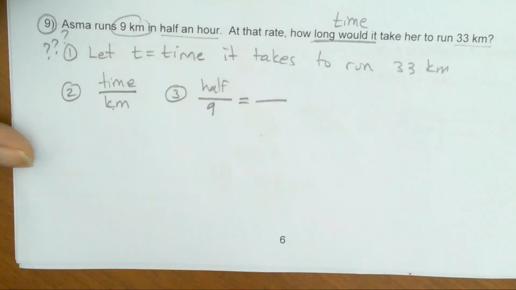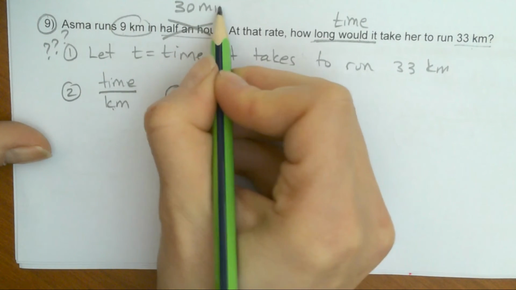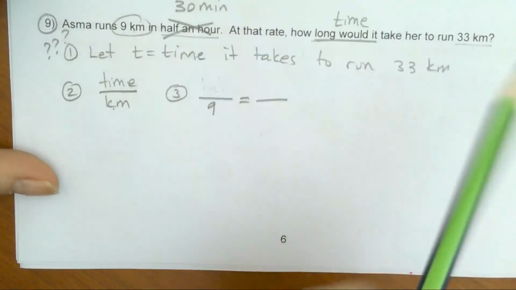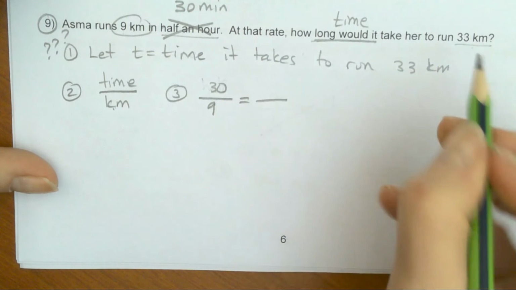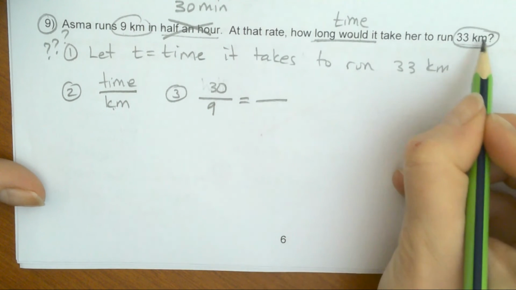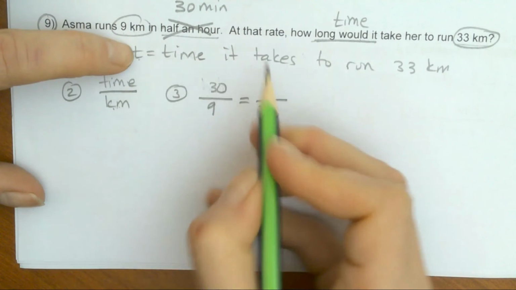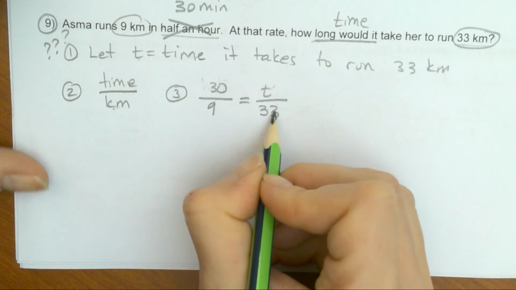How do I write half an hour? Well, half an hour is the same as 30 minutes. So we have to change it into some sort of math, because we can't use English words. So 30 minutes. So 33 kilometers, that's kilometers, so it's going to go down. And T represents our time. We want to find out how much time it takes to run 33 kilometers.